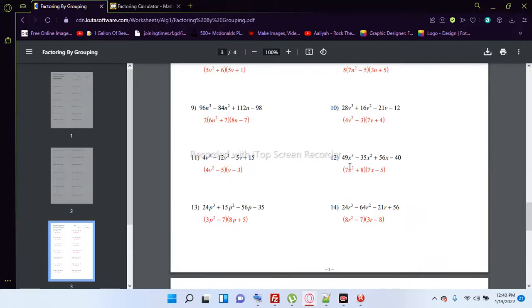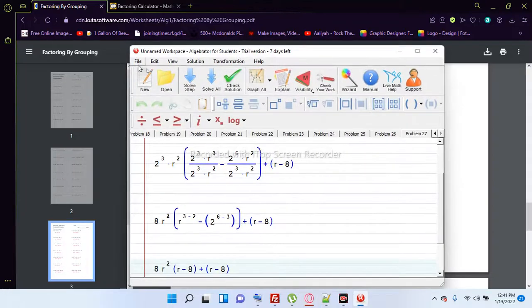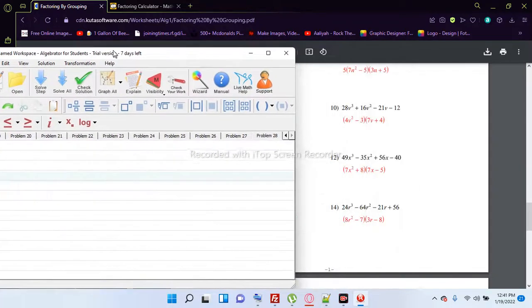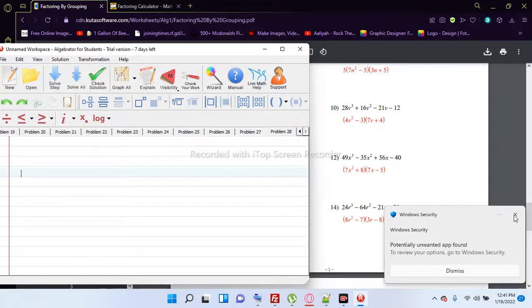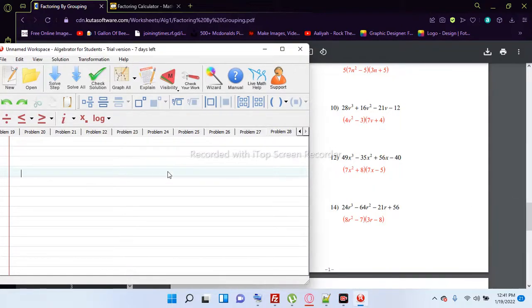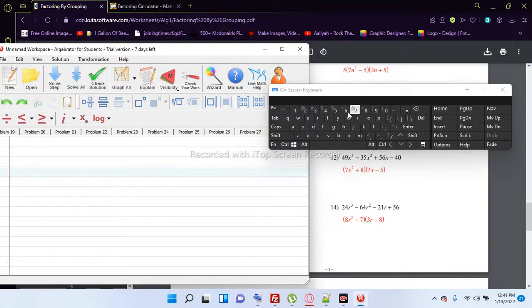Okay, let's see. 49x cubed minus 35x squared plus 56x minus 40. We should get that answer. Okay. Now, grab the Algebrator. New sheet. Like before. Duh. New sheet. Okay. Again. 49x cubed. So it's a shift and a 6 key, cubed. Double click in the front. Okay.